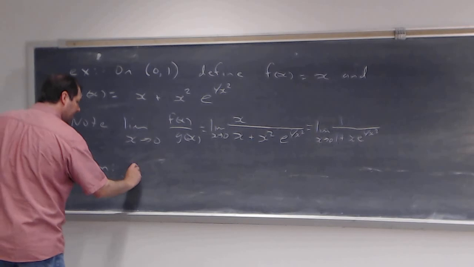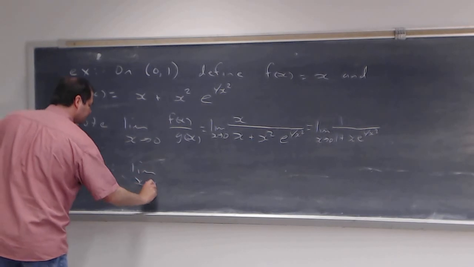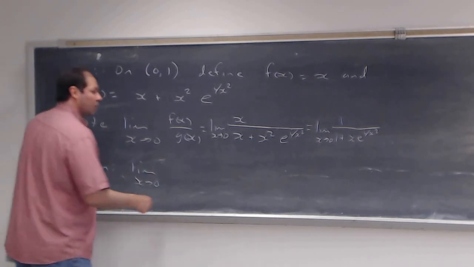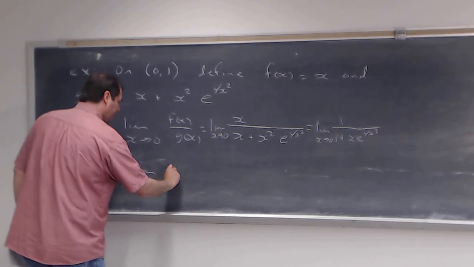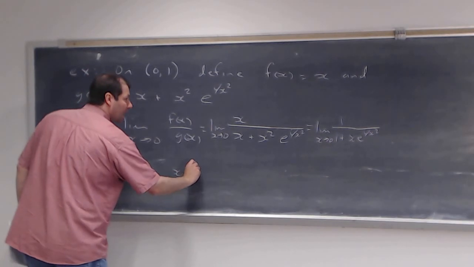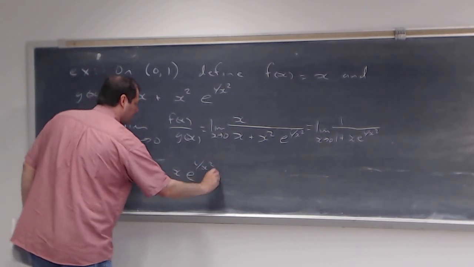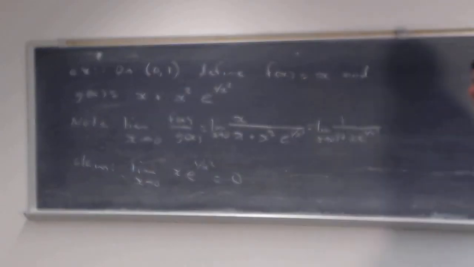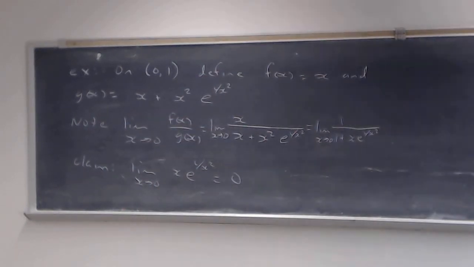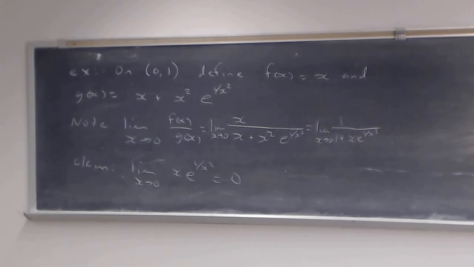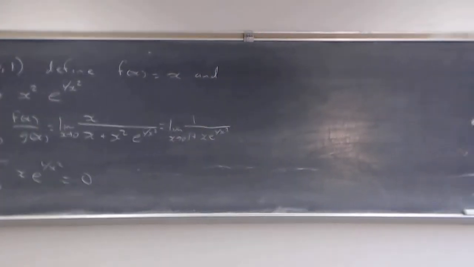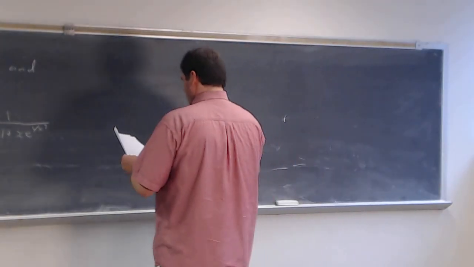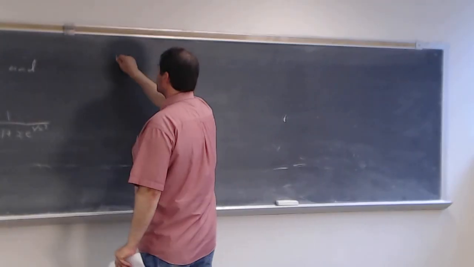Now we want to start by applying that the limit as x goes to 0, really 0 from the right, of x times e to the i over x squared is equal to 0. So we're going to work on the proof of that claim.